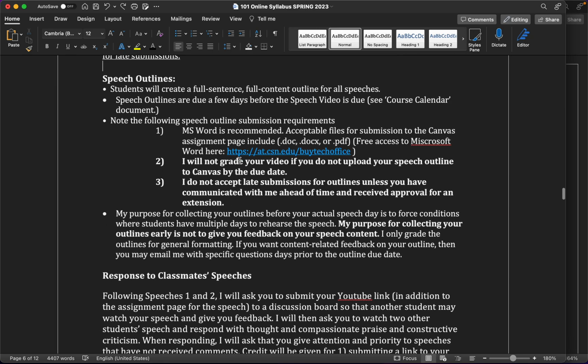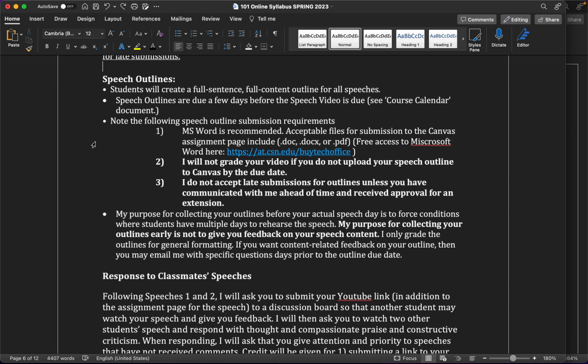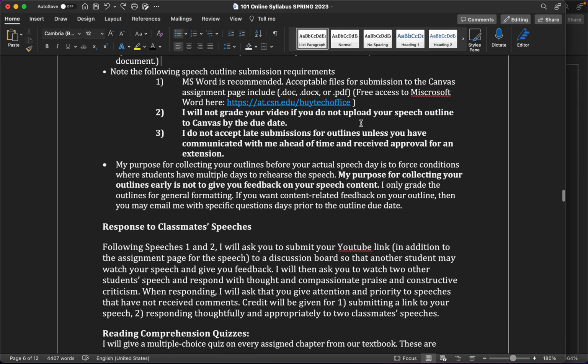For each of the speeches, you will create a speech outline. So there'll be 3 speech outlines due before each of the speeches. The speech outlines are due a few days before the speech video is due, and you can see those due dates on the course calendar. Note the following requirements for the outline submissions.